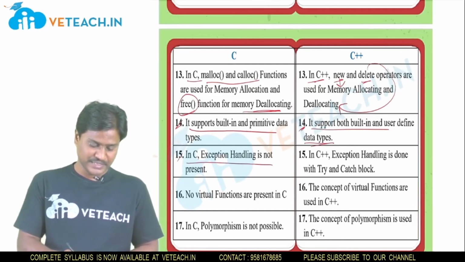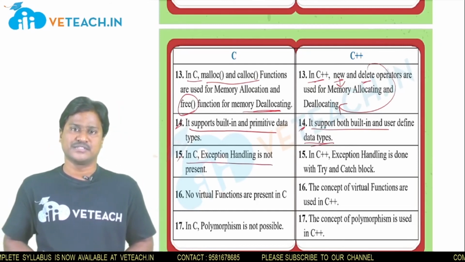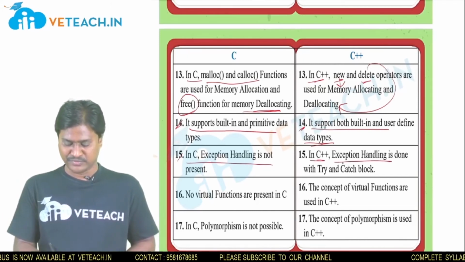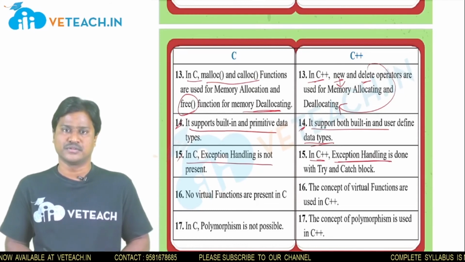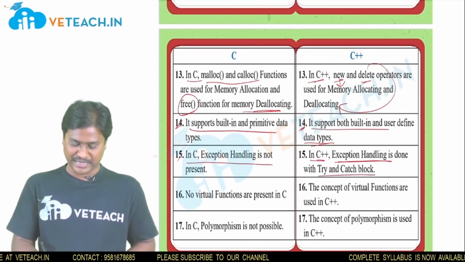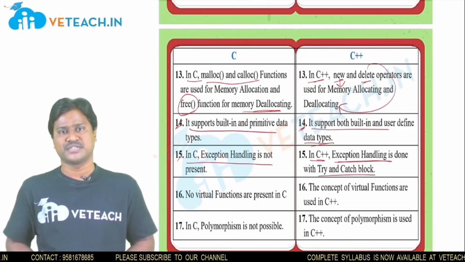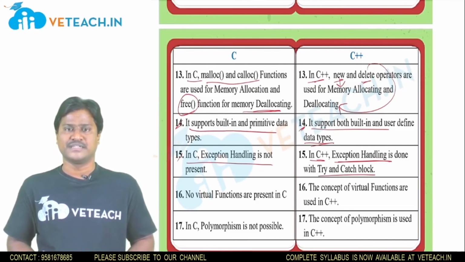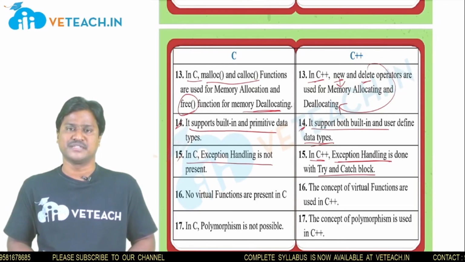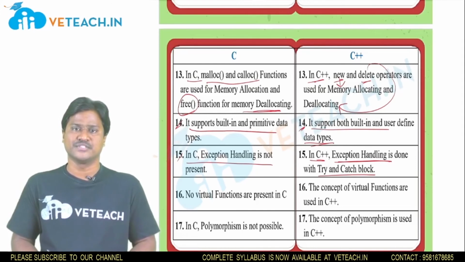Next one, in C, exception handling mechanism is not present, whereas in C++ this is one of the most important and powerful features added. Exception handling is done with try and catch blocks. An exception is a runtime error, and when it occurs it should be handled, because otherwise the program may terminate abnormally and it may lead to data inconsistencies in the programs.